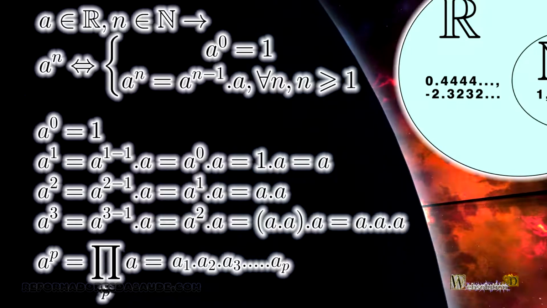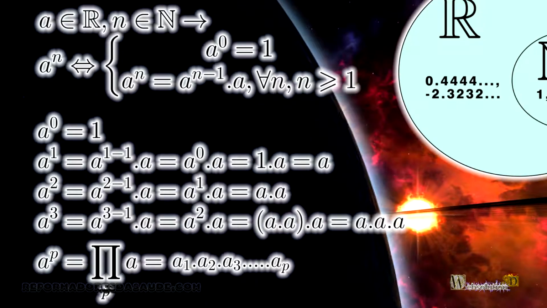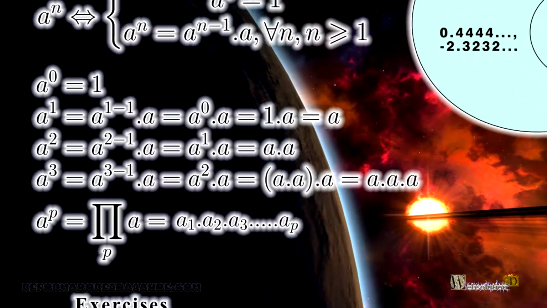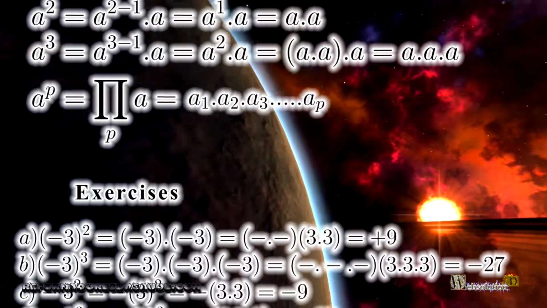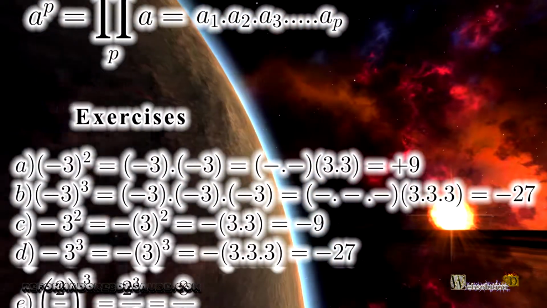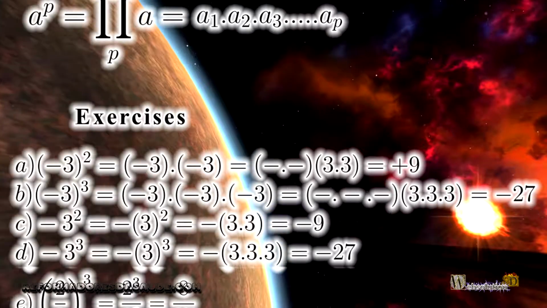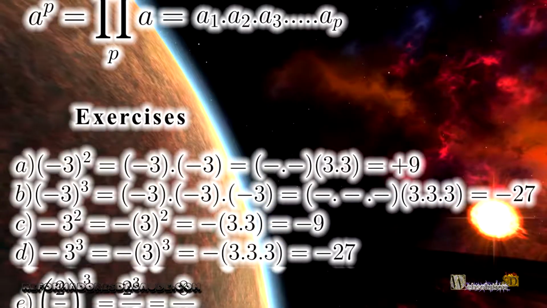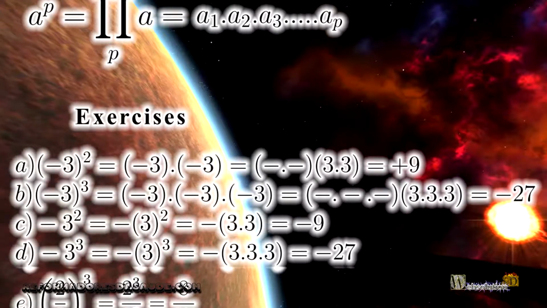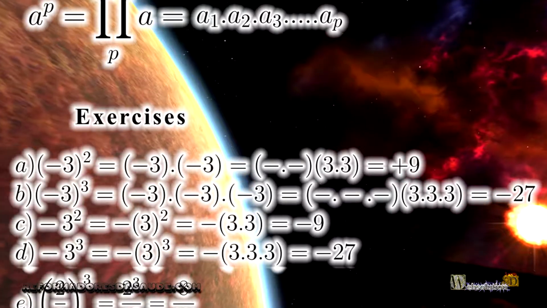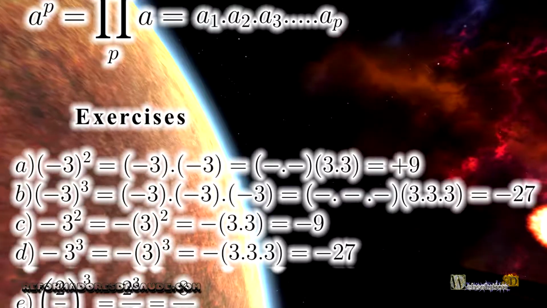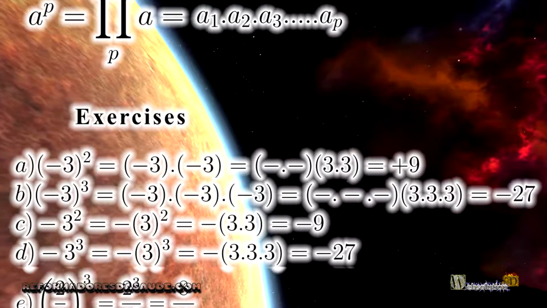Let's do some exercises. Minus 3 in parentheses raised to 2: according to the formula we learned, we will have 3 times 3, but the minus sign is also being raised. Just as it is even, minus times minus becomes plus, and 3 times 3 is 9. So the answer is 9.